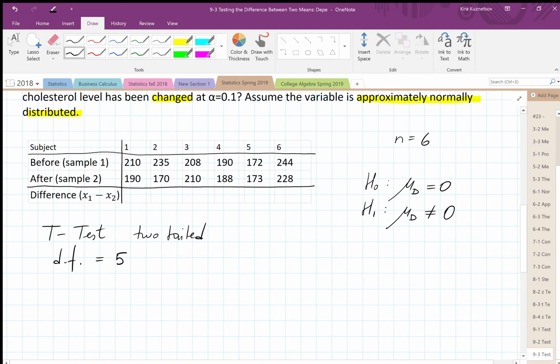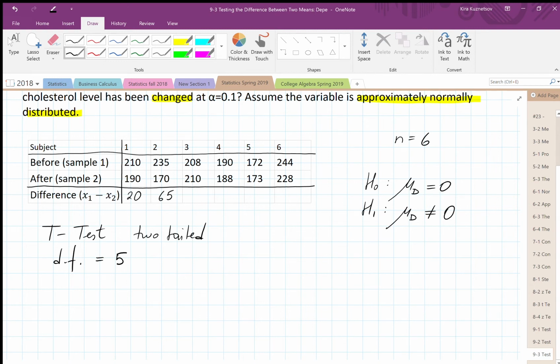You always take the first sample minus the second sample. Whatever you call the first sample, just keep it the same. In this case, 210 minus 190 is a positive number. That means that before it was higher and now it's lower. For my second subject, I have 235 minus 170, which is 65. So for the first subject, it went down 20 units. For the second subject, it went down 65 units.